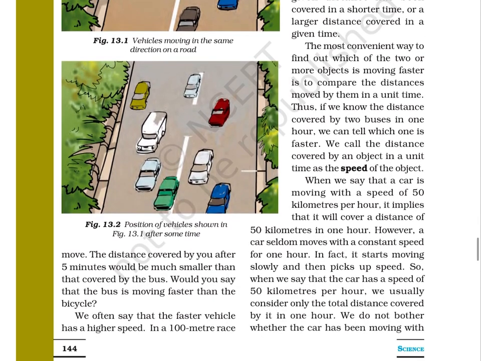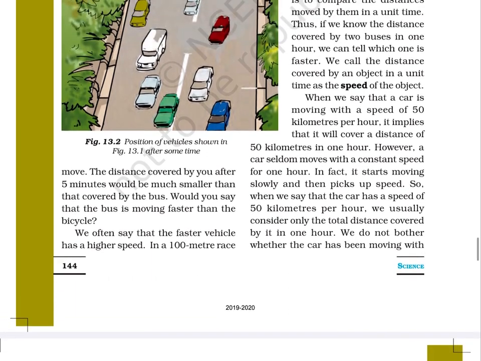Figure 13.2, position of vehicles shown in figure 13.1 after some time. The first car here is blue. Behind the blue car, we can observe a green car. Behind the green car is a light blue car and another white car. Behind these cars is a white van. Behind the white van is a red car, and closely behind is an olive car. At the end is a light blue car.